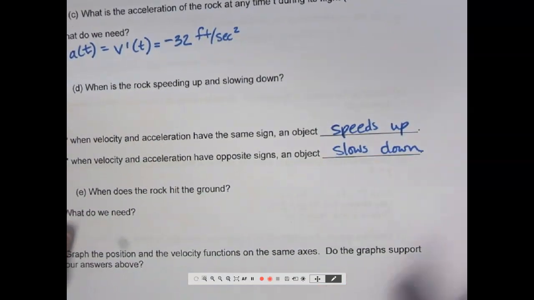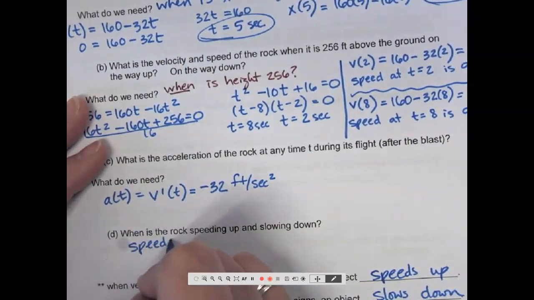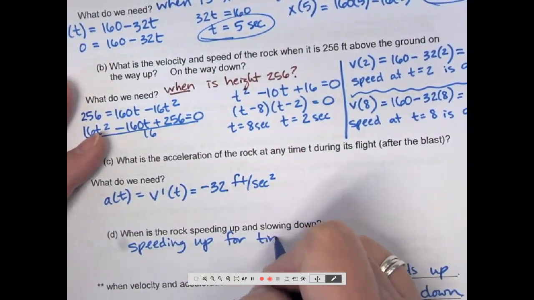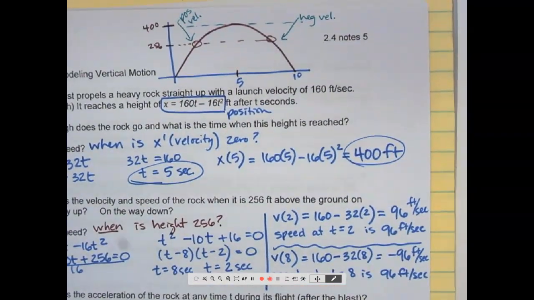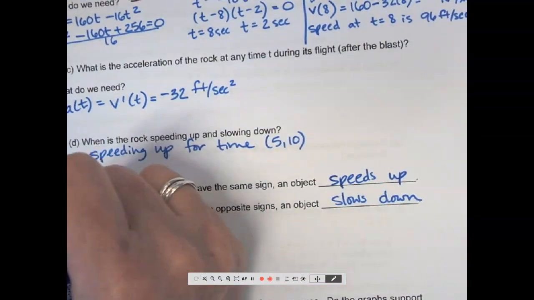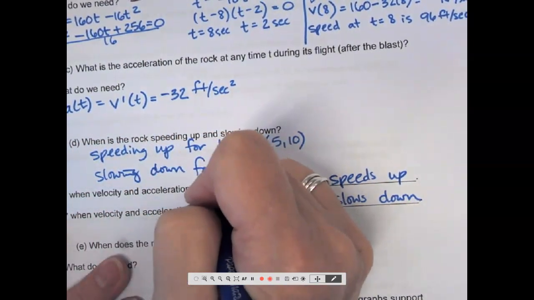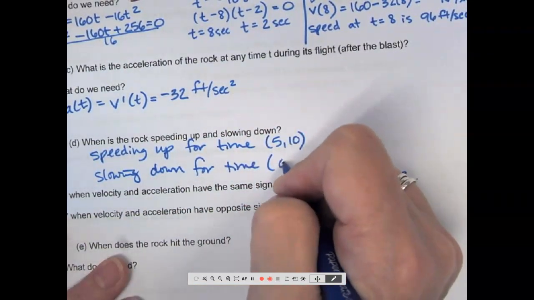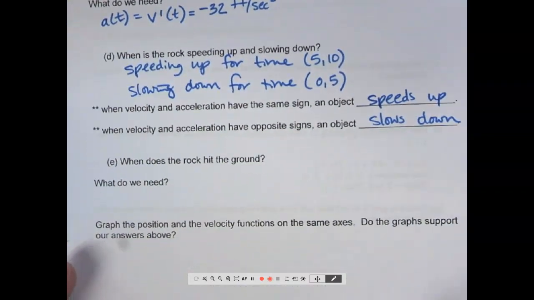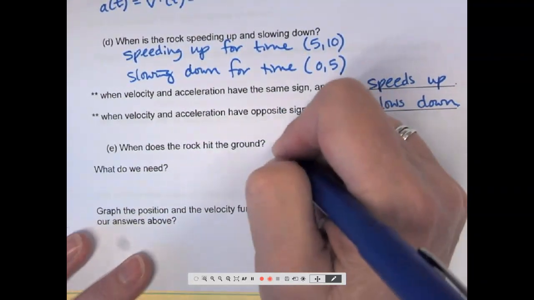So when is it speeding up and when is it slowing down? We just said it is speeding up for time, on what interval? 5 to 10. It is slowing down for time 0 to 5. When does the rock hit the ground? 10 seconds. We already figured that out.